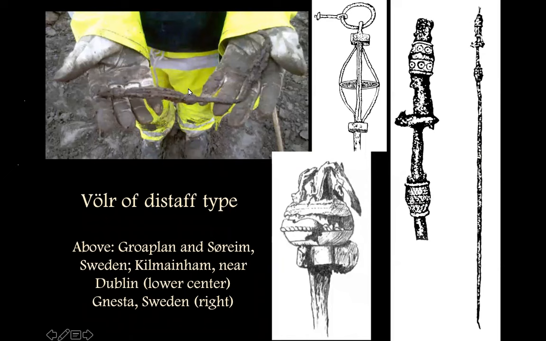Here's another example of a very corroded staff. It's almost down to nothing, found in Sweden. And you can see a lot of them have really suffered from the elements. Some have bulbs on the top of them.